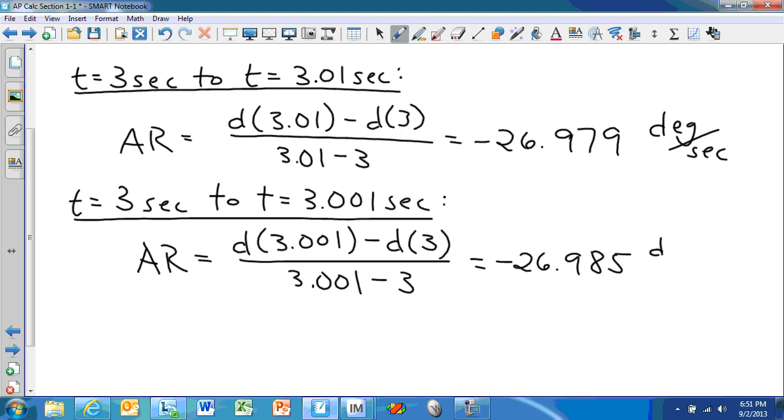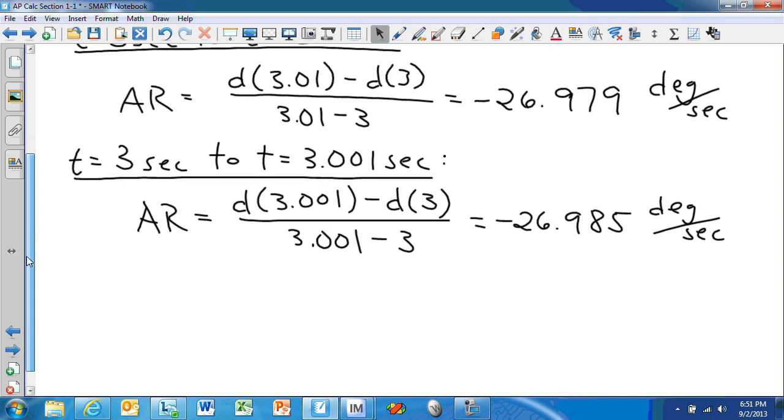26.985 degrees per second. Now that might look like it's heading to a nice number. It might look like it's heading towards a negative 27. It doesn't have to be that way. It doesn't have to be a nice number like we saw in the last problem. It was not heading to a nice number. This one is also true that it's not heading to a nice number, so don't jump to a conclusion that when it looks like it's heading to maybe an integer result, it must be.